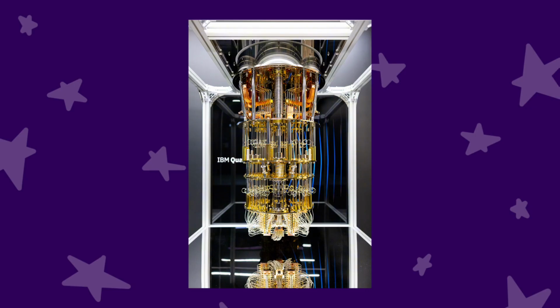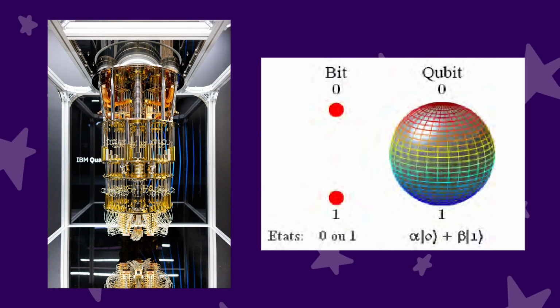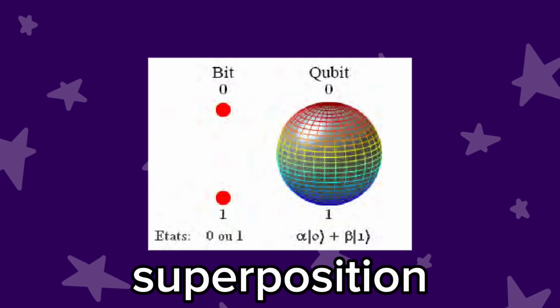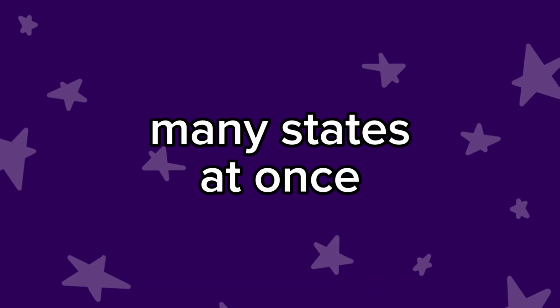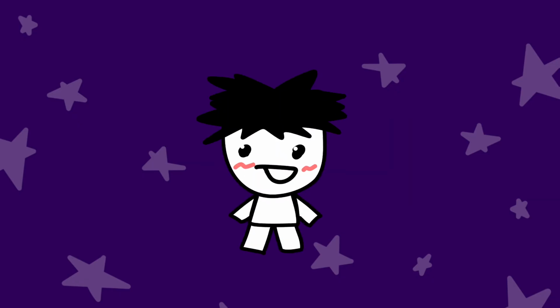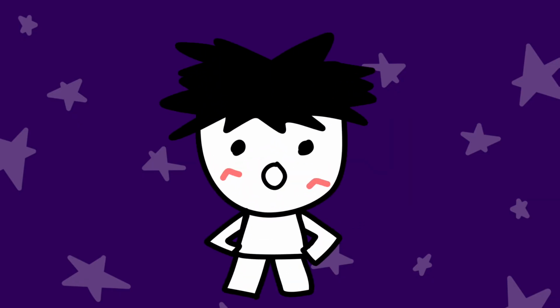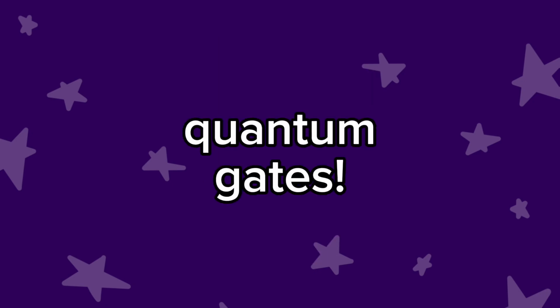Instead of these bits, they use what we call a qubit. A qubit can be 0, 1, or both at the same time, thanks to a property called quantum superposition. This means that quantum systems can represent many possibilities simultaneously. But representing this information is only half the story, and is what people think is the entirety of quantum computing. To actually process that information though, quantum computers need what we call quantum gates.